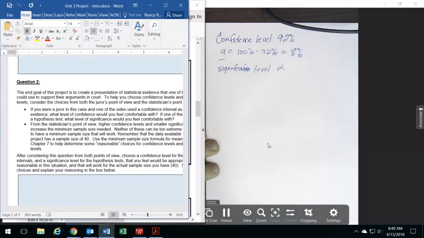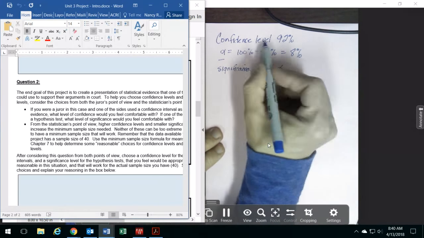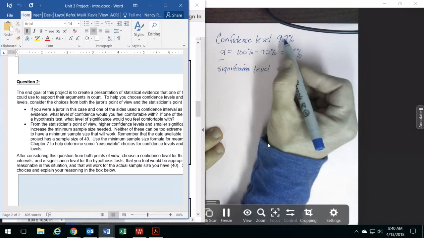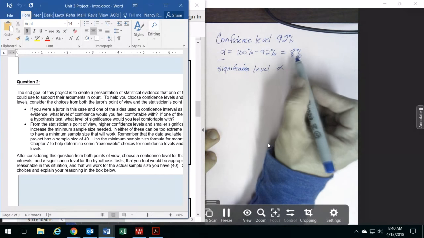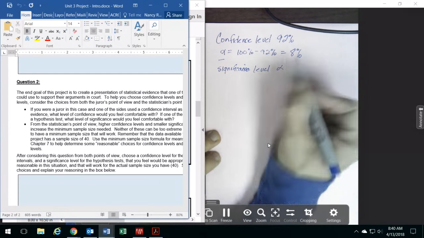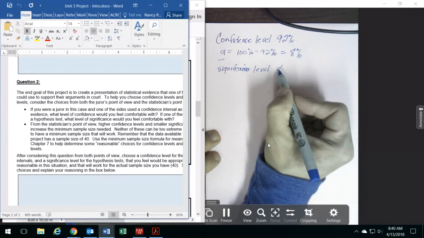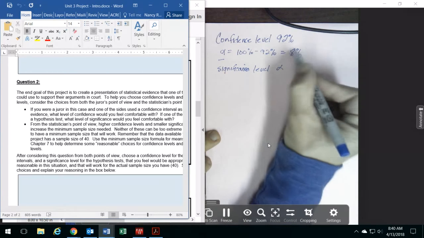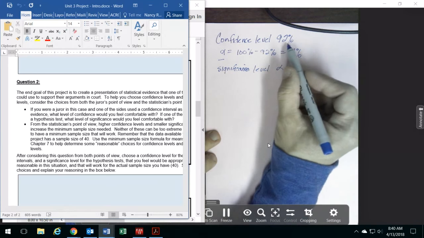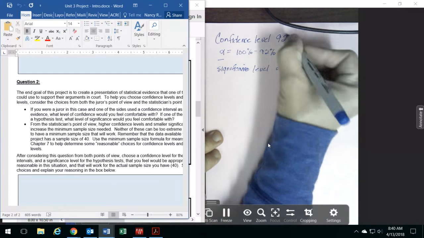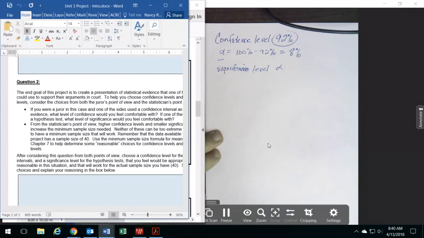So for this part of the assignment, really all you need to do is think about the confidence level, and you can use that to determine your alpha, and then you can use that to put into the minimum sample size formula. So don't worry too much about the significance level for the hypothesis test, because that will kind of come automatically from picking your confidence level. So really all you need to do is think about the confidence level that you would want.